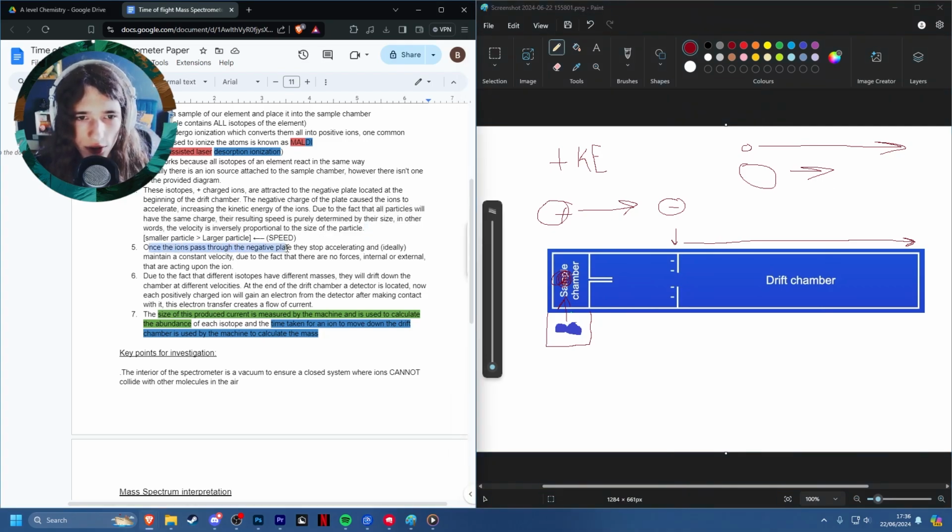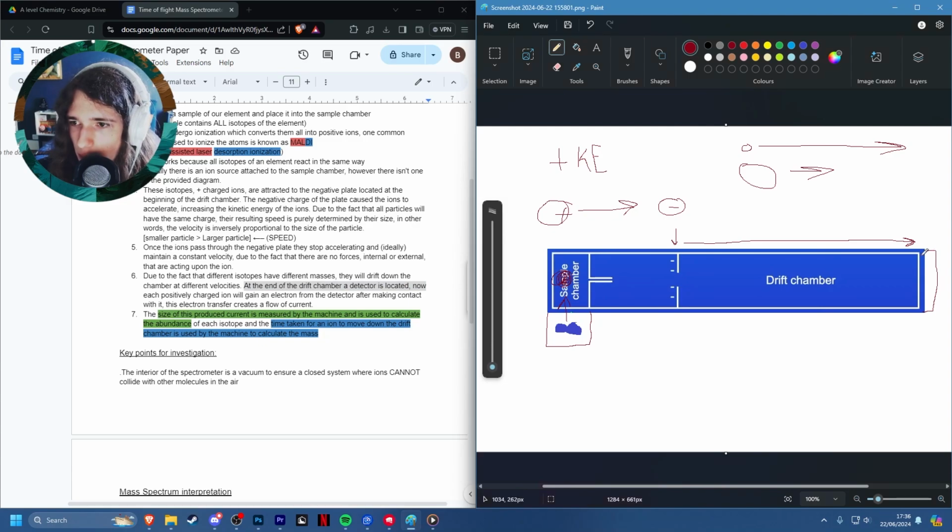So once the ions pass through the negative plate, again, they stop accelerating. And because there's no external or internal forces that act upon the ion, they'll maintain a constant velocity. At the end of the drift chamber, we have a detector, which is essentially going to pick up when our positive ions touch the very end of the drift chamber.